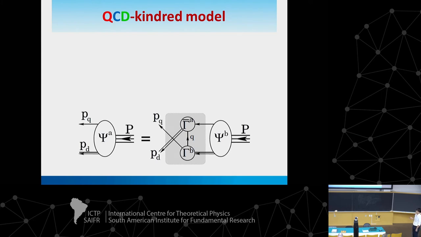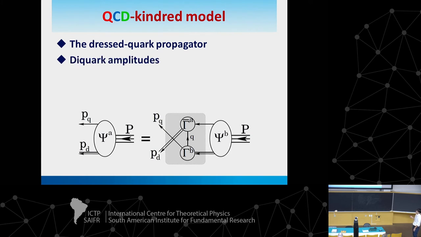In order to simplify the calculation, we can use a model. In our work, we use a QCD-kindred model. In this model, we have a model for a dressed quark propagator. We need a model for the diquark's amplitudes. We need a model for the diquark's propagators. And we also need the effective amplitudes. And this is not the model.